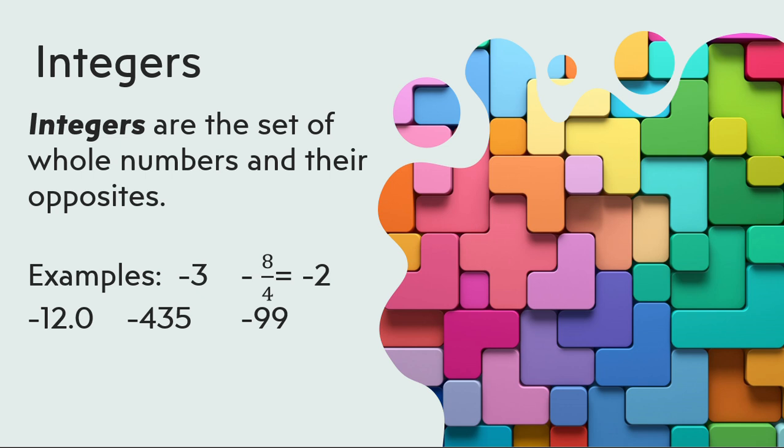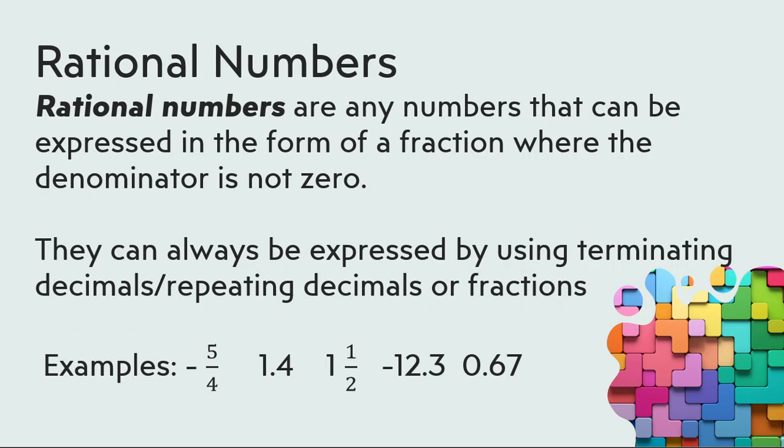Integers are a set of whole numbers and their opposites, which we already know. If it's a positive 5, the opposite is a negative 5. See the examples below as well. Rational numbers are just numbers that can take the form of either a decimal or a fraction. They can be expressed with terminating decimals, repeating decimals, etc.